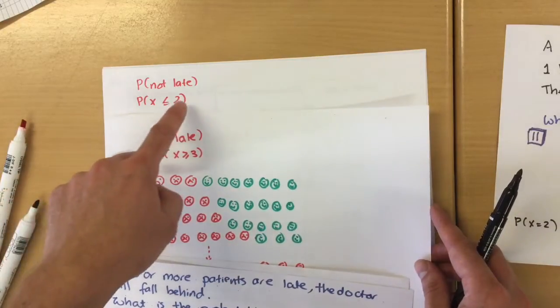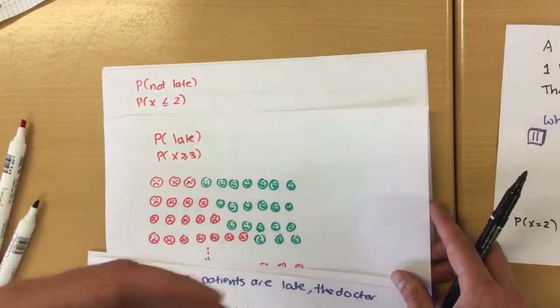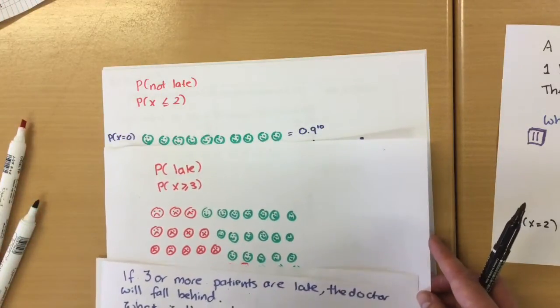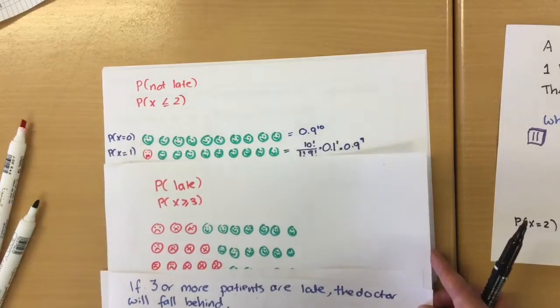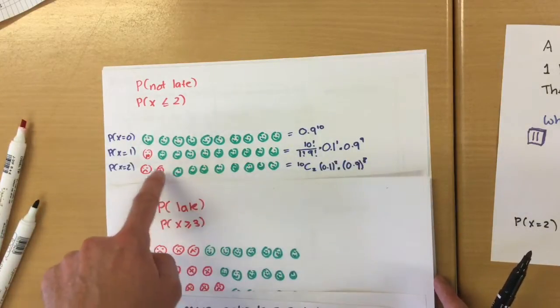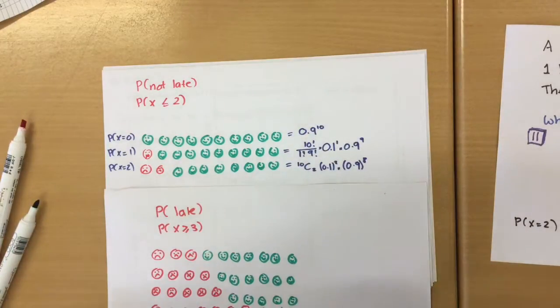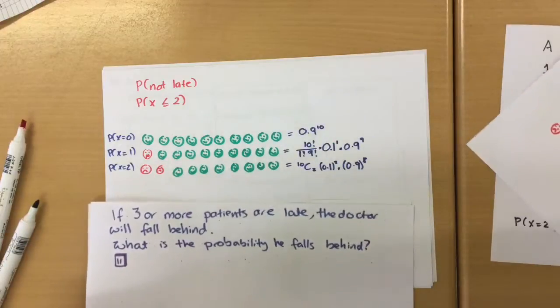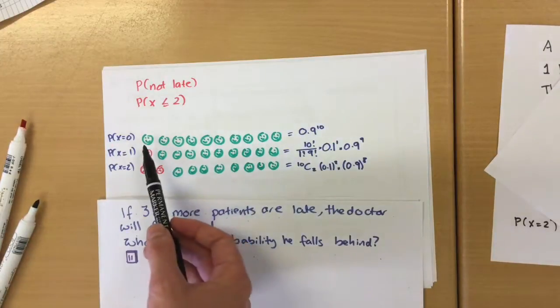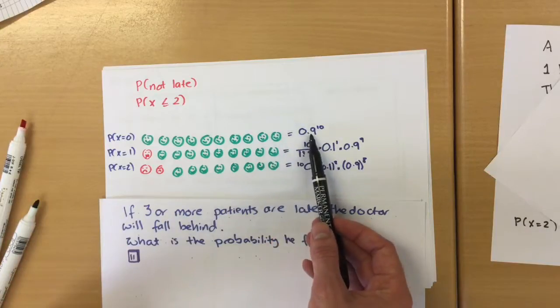So that means 2 or fewer are late, everyone else is on time. So you could have all 10 on time, 9 on time and 1 late, or 8 on time and 2 late. These are far fewer combinations to work out by looking at the reverse scenario. If all 10 are on time, the chance of that is 0.9 to the power of 10.